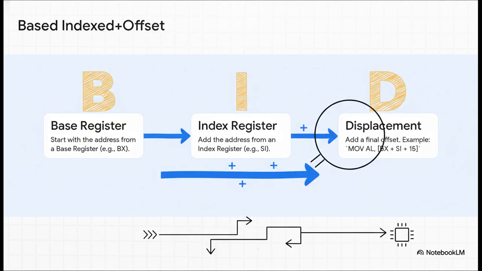But why stop there? For the absolute ultimate precision, we can add a third piece to the puzzle, a displacement. This mode combines a base, an index, and a fixed offset. So an instruction like MOV AL, [BX + SI + 15] is telling the CPU to do a three-part calculation just to find the exact memory address before it can even go get the data. This is maximum flexibility, right here.